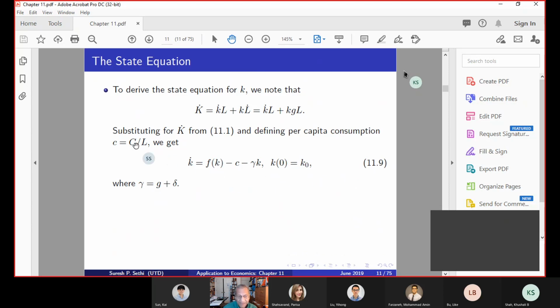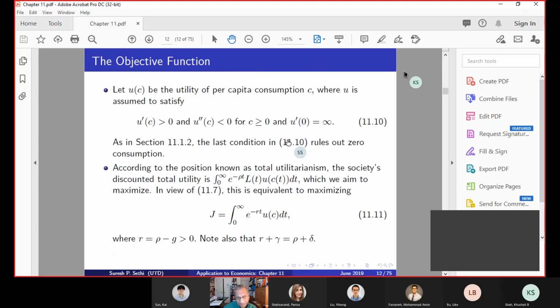Let's see what happens to the utility. I'm now going to define per capita consumption, c equal to C divided by L. Now let's take U of c, the utility of per capita consumption. Each person has a utility, that's what it means. And this has the same conditions as any utility function that we assume, except this condition could be relaxed, but most people would assume this. If they don't assume this, likely they're going to make mistakes unless they're very careful.